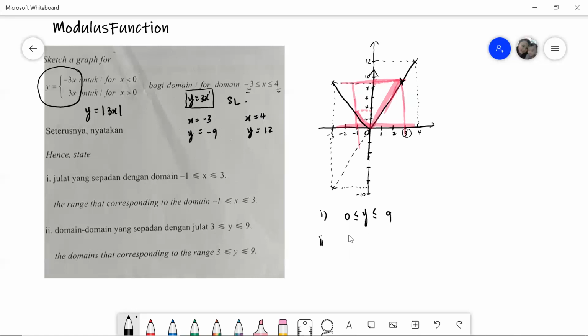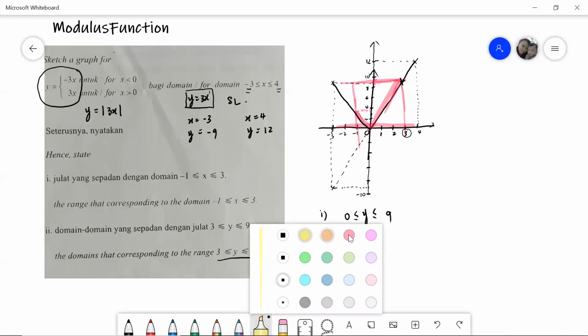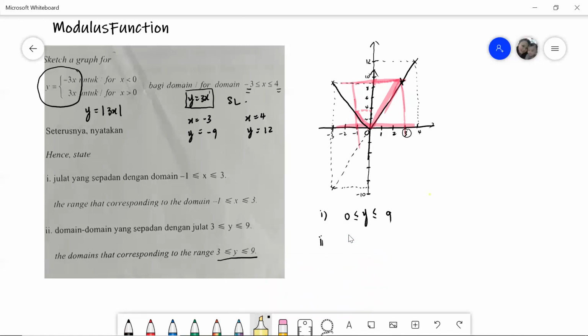Part 2. In part 2, they want us to find the domains. It's not just one domain, it's domains, more than one, that correspond to when our y is within 3 to 9. So let me use a different highlighter. The minimum y equals 3, where is it? It's here. 3 is here, so let's draw a straight line. And the maximum is 9, which is here. So what is the line within this yellow box?